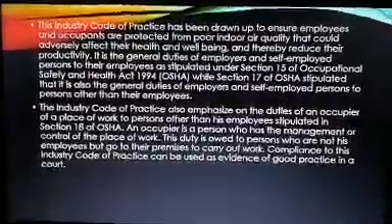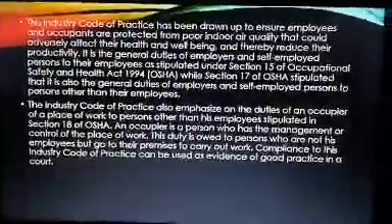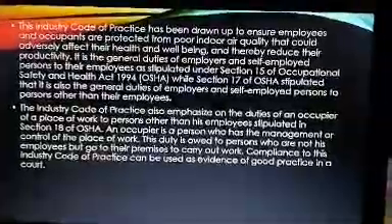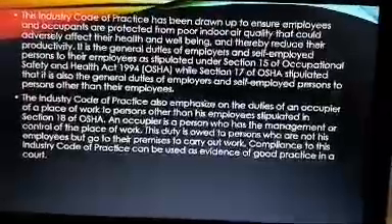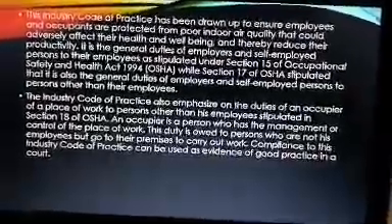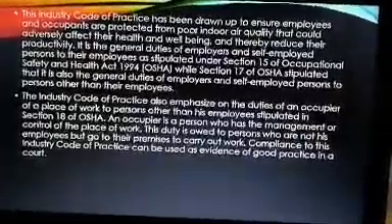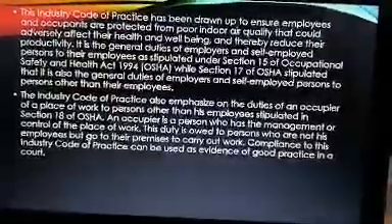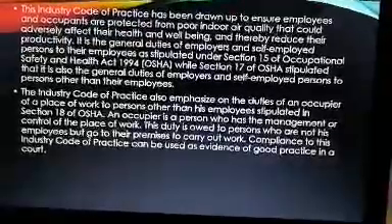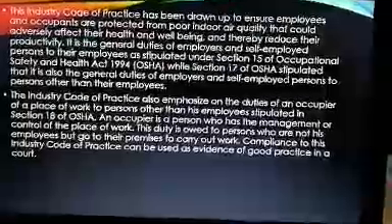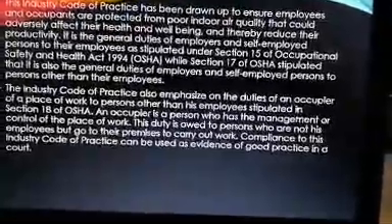The Industry Code of Practice also emphasizes the duties of an occupier of a place of work to persons other than his employees, stipulated in Section 18 of OSHA. An occupier is a person who has the management or control of the place of work. This duty is owed to persons who are not his employees but go to their premises to carry out work. Compliance with this industry code of practice can be used as evidence of good practice in a court.